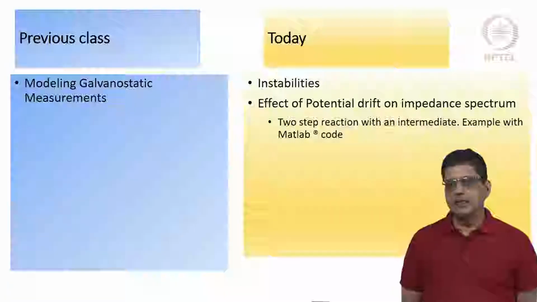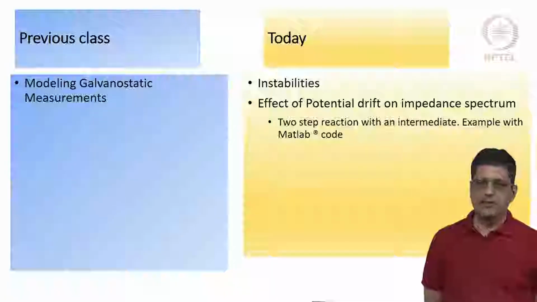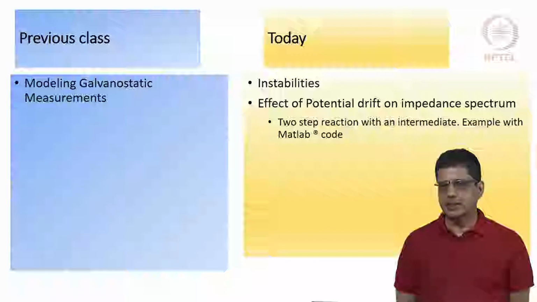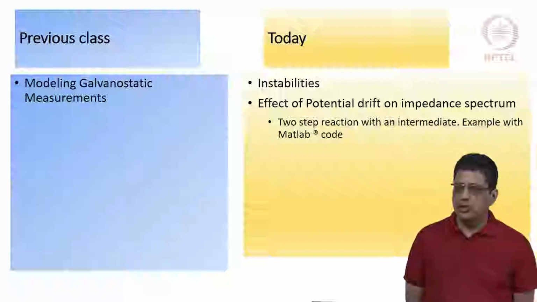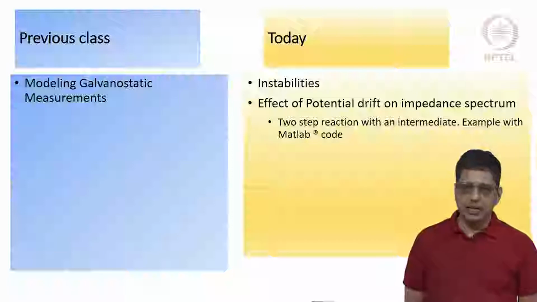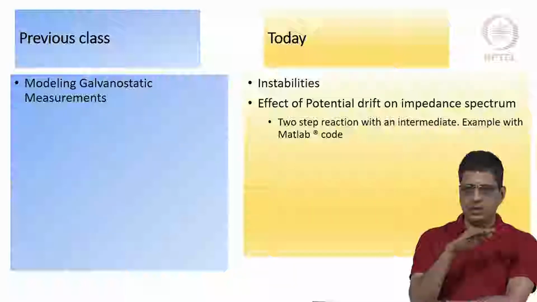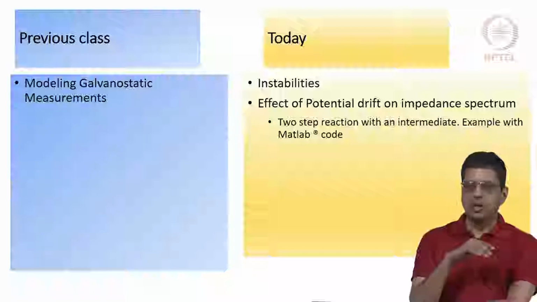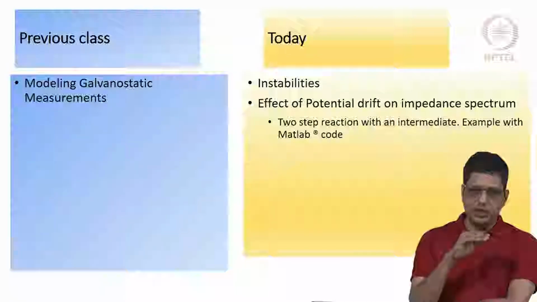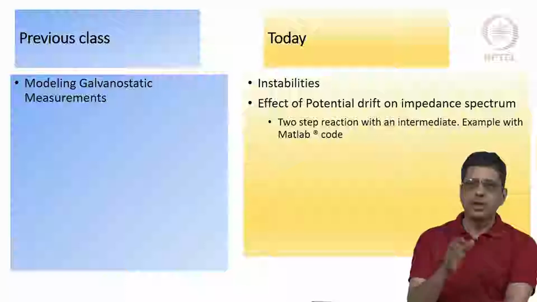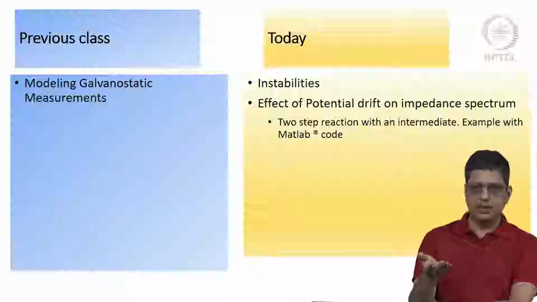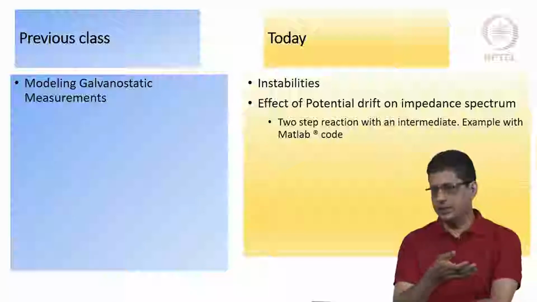Okay. So, yesterday we saw how we can simulate galvanostatic measurements using numerical methods, right. Today I want to show you how we can simulate instabilities, in particular potential instabilities. We assume that normally the DC potential or the open circuit potential does not change with time, but in many cases open circuit potential will drift and it will come to a stable value after some time.